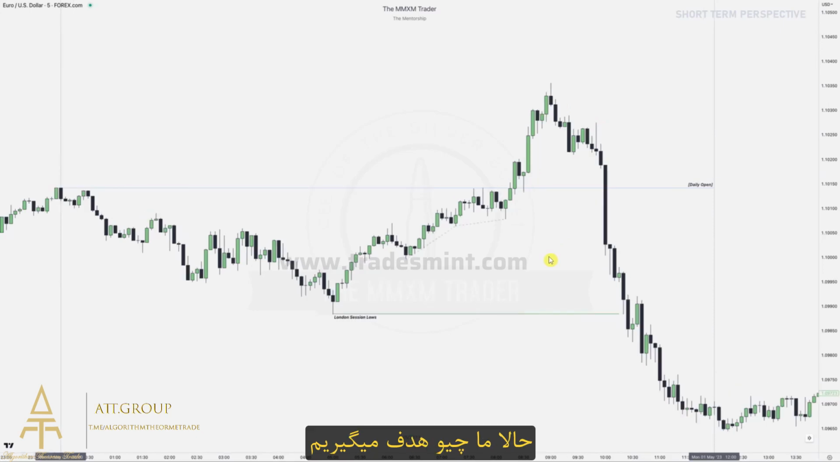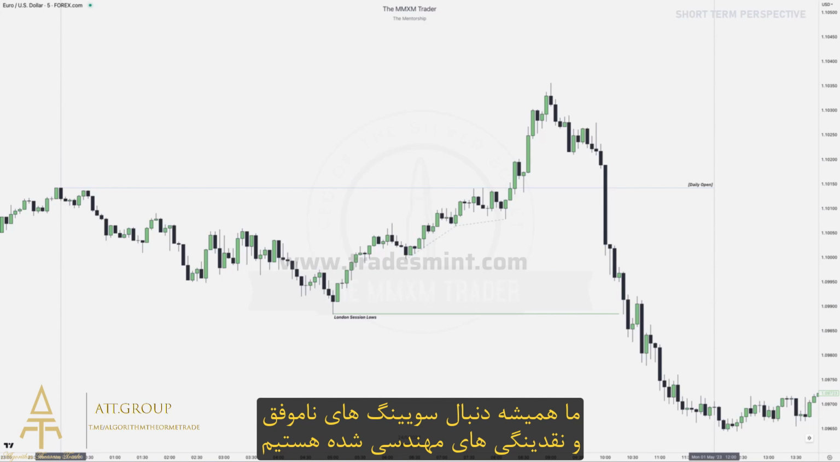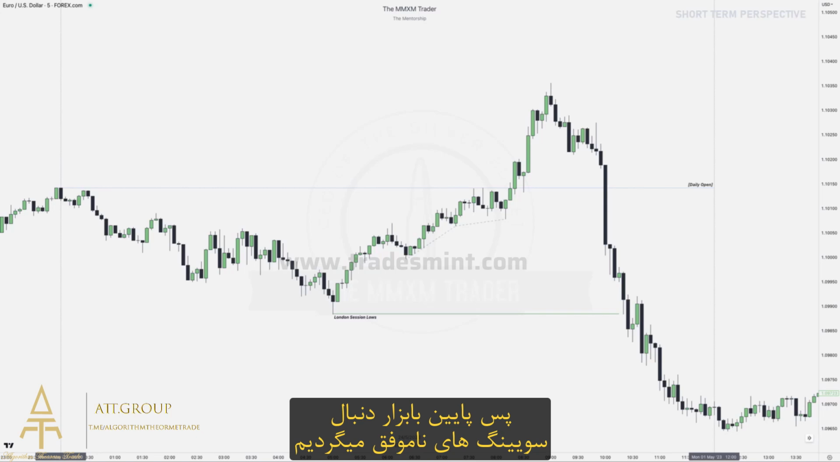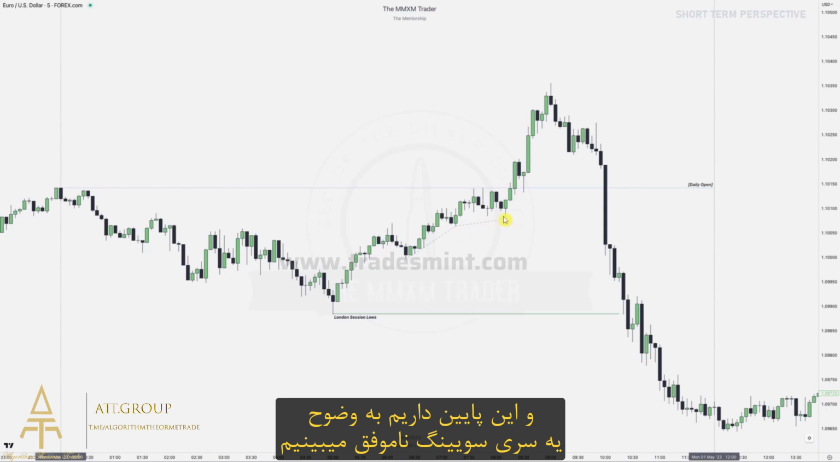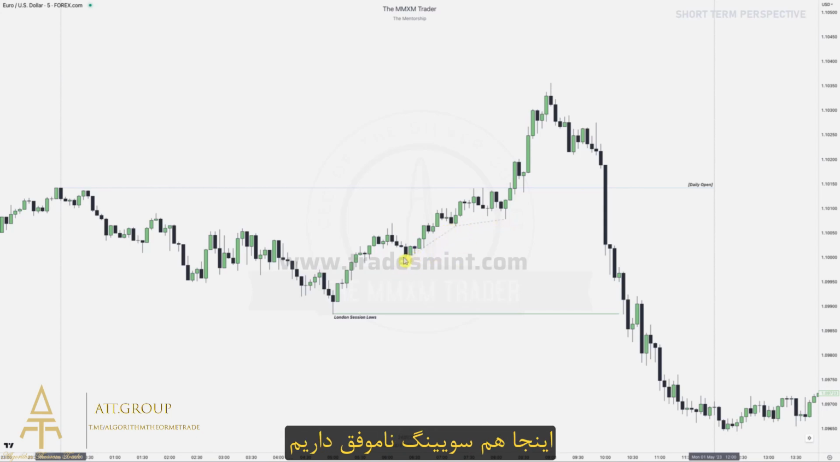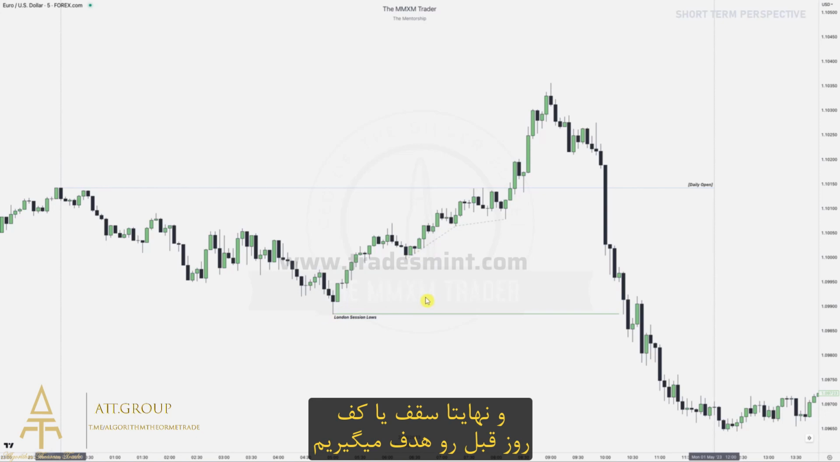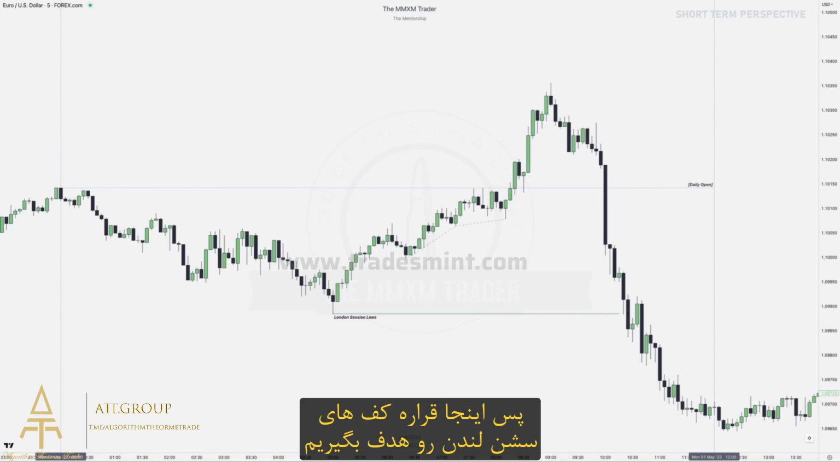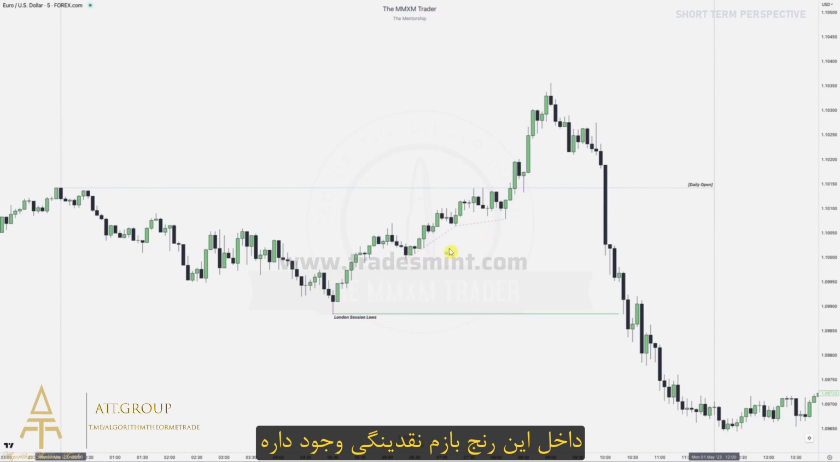So what do we want to be targeting, right? We're always looking for those failure swings, those engineered lows, those engineered liquidity highs. And in this occasion, we're looking for a bearish reversal during New York session. So we're going to be looking for failure swings on the low side. And we can clearly see we've got some failure swings down here. We've got some failure swings down here. And eventually we target, again, previous daily highs or lows, London session highs or lows, or Asia session highs or lows. So we're going to be targeting that London session lows, and then we have more liquidity inside this range too. So it's setting up to be quite a nice reversal.